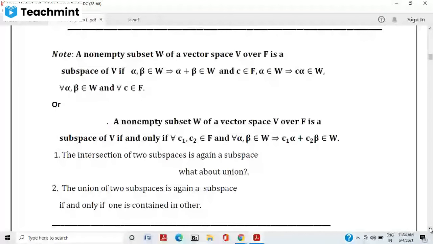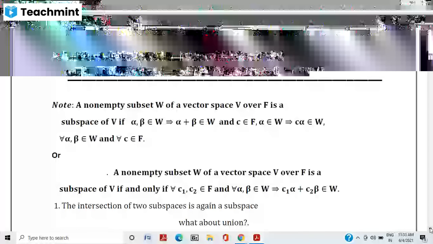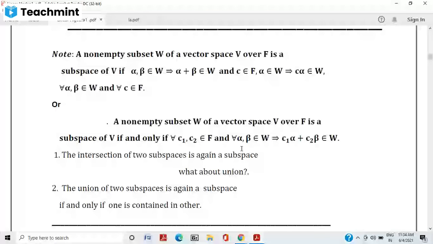Then we proved two theorems. The first theorem: a non-empty subset W of a vector space V over F is a subspace if for every alpha, beta belonging to W, alpha plus beta belongs to W, and for C belonging to F and alpha belonging to W, C alpha belongs to W. Then we proved one more theorem by combining these two conditions: for every C1, C2 belonging to F and every alpha, beta belonging to W, C1 alpha plus C2 beta belongs to W. Yesterday we did some problems, now we will continue.